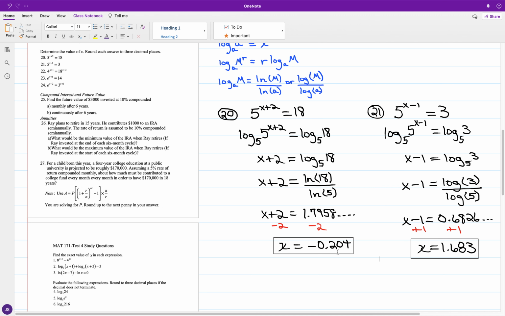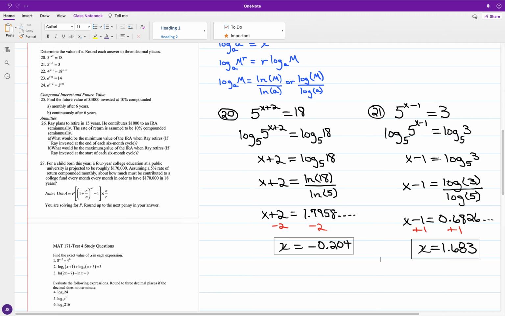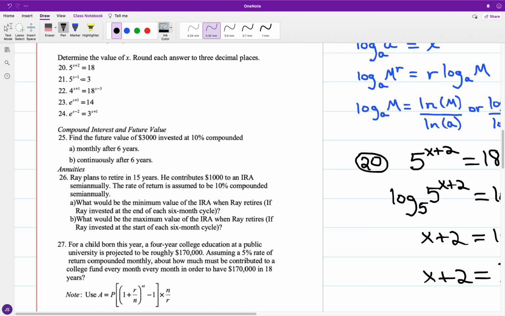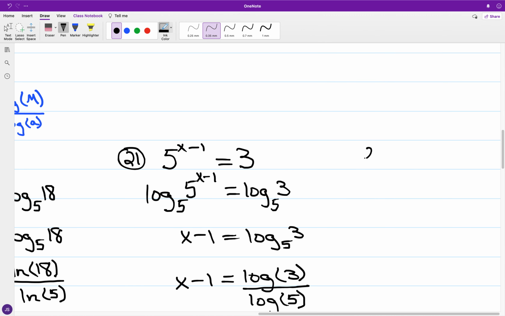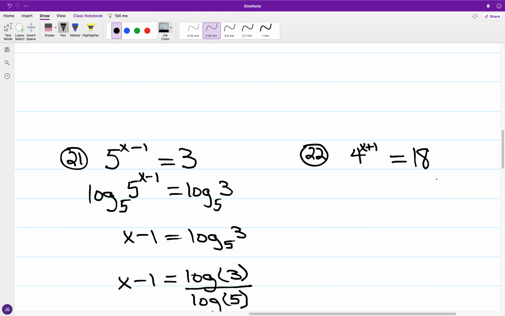Alright, now for what we have in the case of number 22, we have the appearance of the variable x in exponential position occurring on both sides of the equation. And for this setup, now we've got 4 to the x plus 1 equal to 18 raised to the x minus 3.